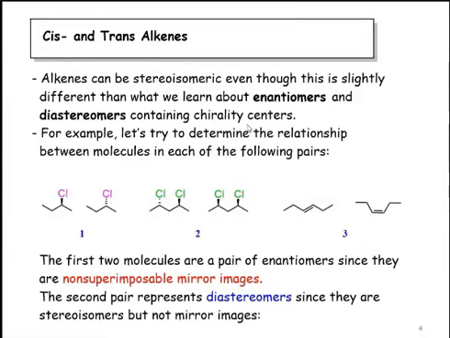Now here we are talking about alkenes, cis-trans alkenes. So here there is no question of this chirality. That is because the carbon atom here is associated with the double bond. Is not it? So for better understanding, let us take some examples so that the concept can be more clear. Here, let us try to determine the relationship between molecules in each of the following pairs.